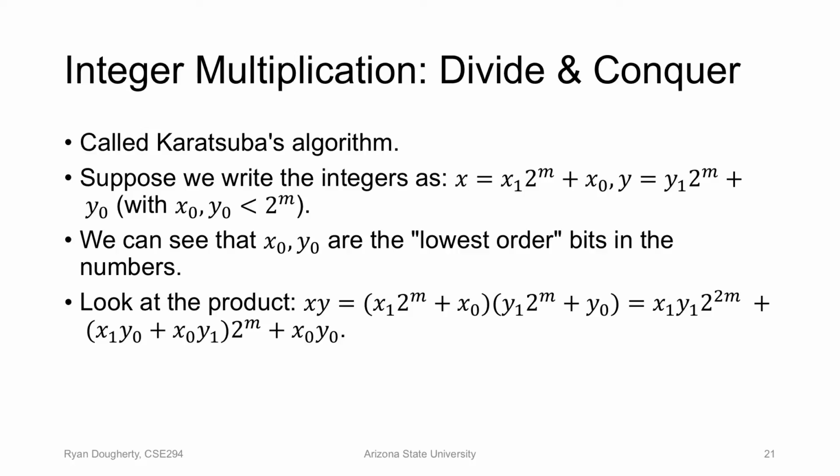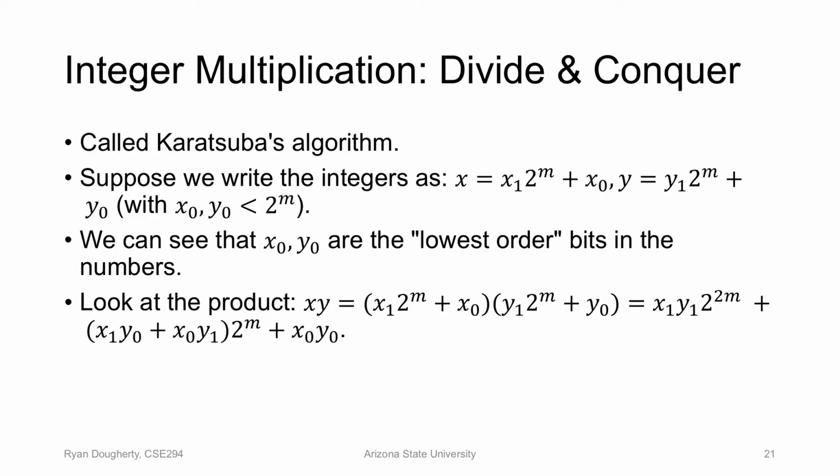So x1 times x1 2 to the m times y1 2 to the m is x1 y1 2 to the power 2m, plus, well, we have x1 2 to the m times y0, so we have that over there, plus x0 times y1 2 to the m. So we have two factors which have a 2 to the m power, and this x0, y0 at the end. So let's look at this a second.